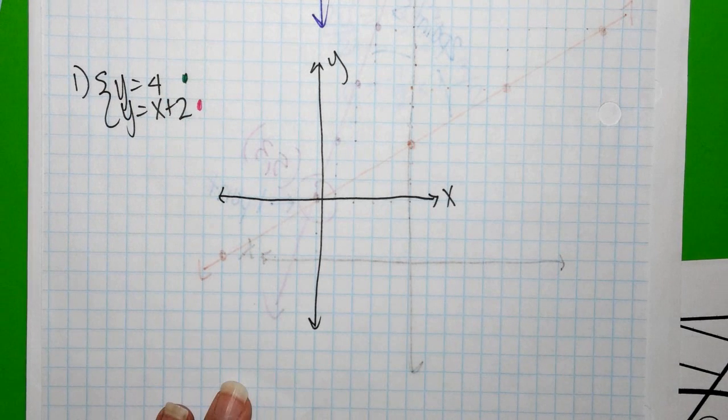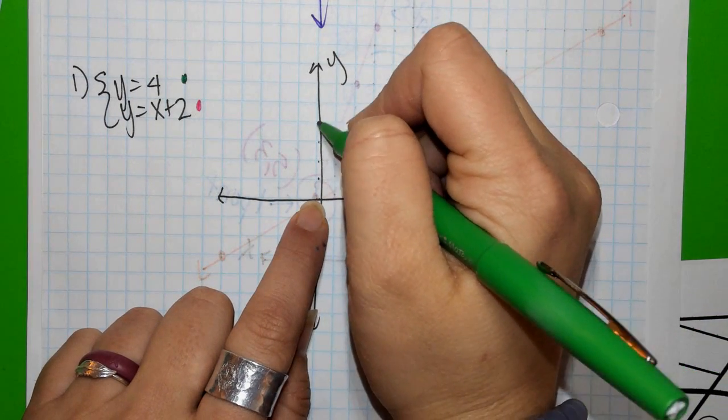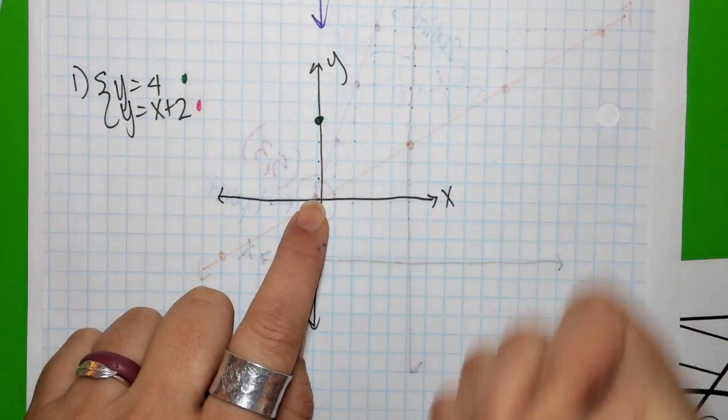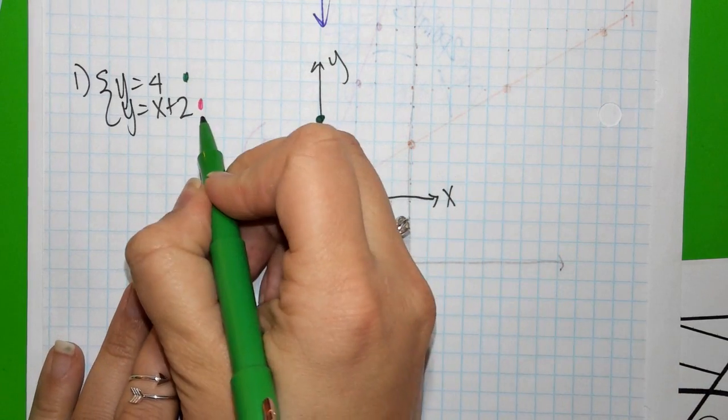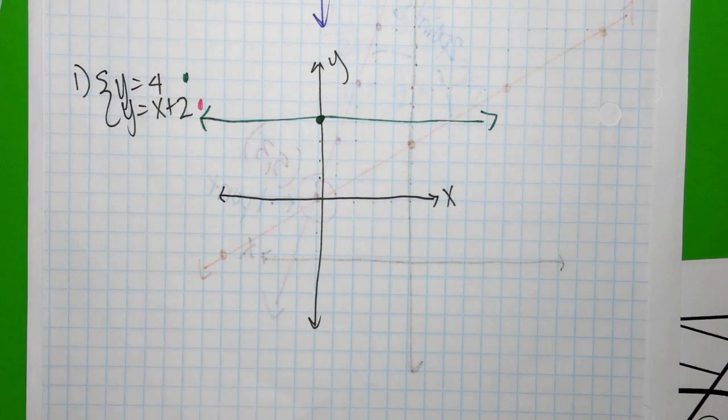What does y equals 4 look like when you graph it? Horizontal line. Fantastic. So that means that we need to go up 1, 2, 3, 4. Now, y equals 4 means it passes through the y-axis at 4. Boom. We're done with that one.